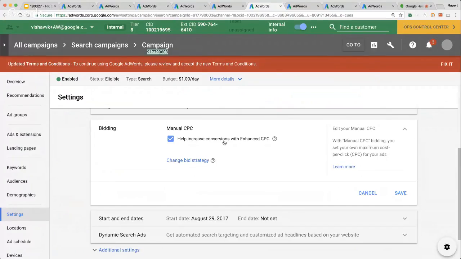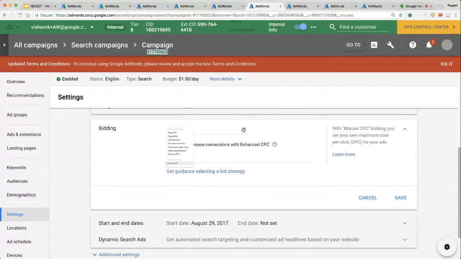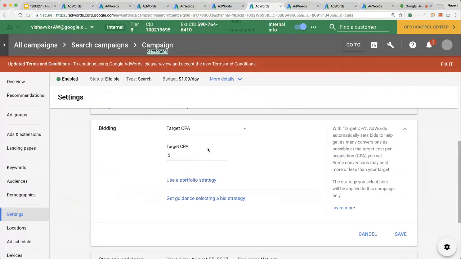But enhanced CPC is not a fully automated strategy, because you are not actually optimizing toward the campaign goal. So in order to optimize toward the campaign goal beyond the click, we would recommend you use another bidding strategy, for example, target CPA. Based on the campaign that you have run, say you have achieved a CPA of 5, you would use 5 as a target CPA, and after that, your campaign will start optimizing toward a CPA goal of 5.